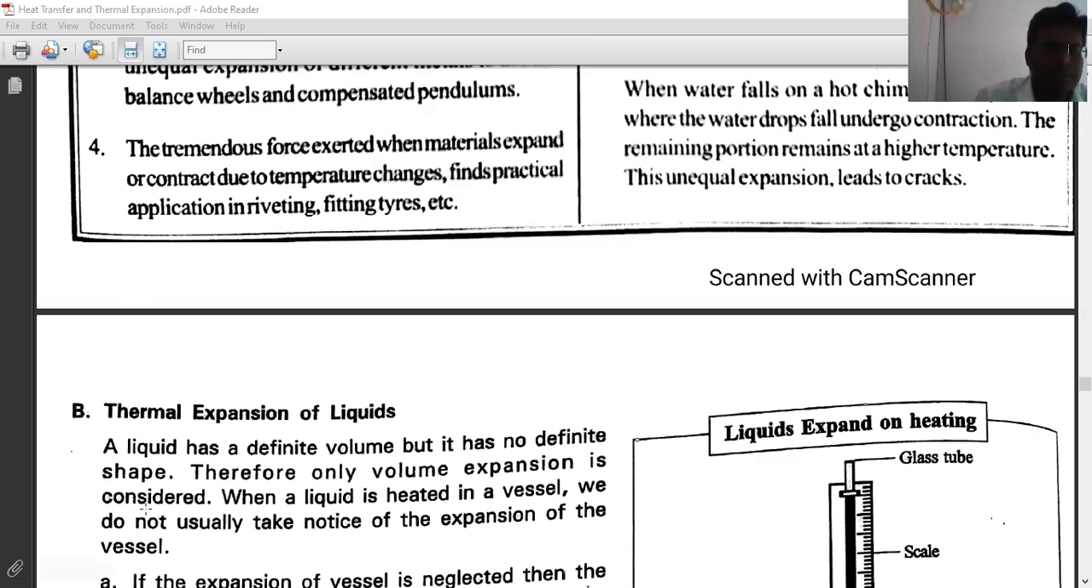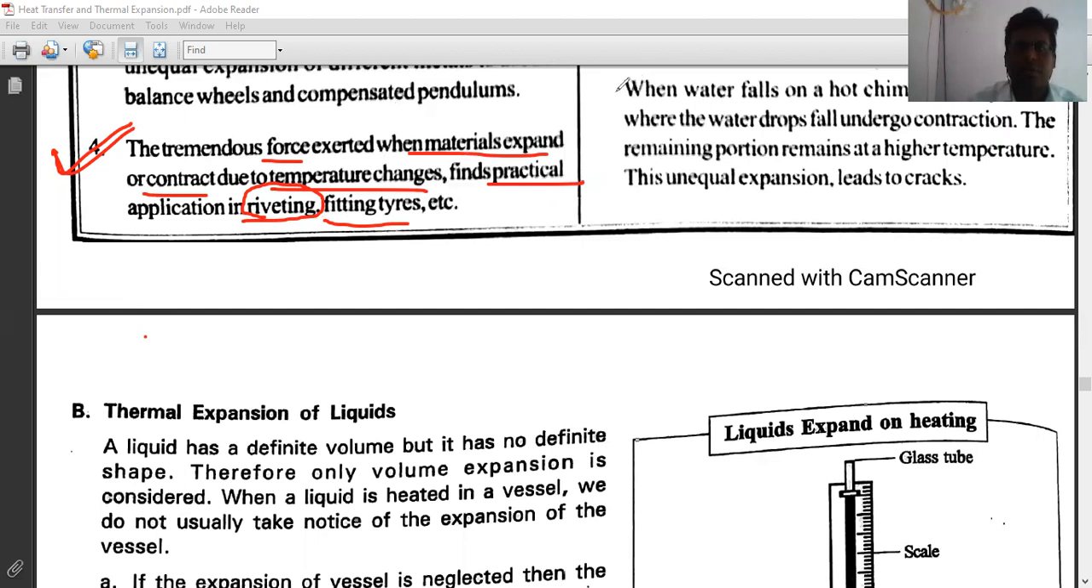So your next point is the fourth point, advantage of thermal expansion. Tremendous force is exerted when a material expands or contracts due to temperature change. It finds practical application in riveting and fitting tires. So this is the main advantage.